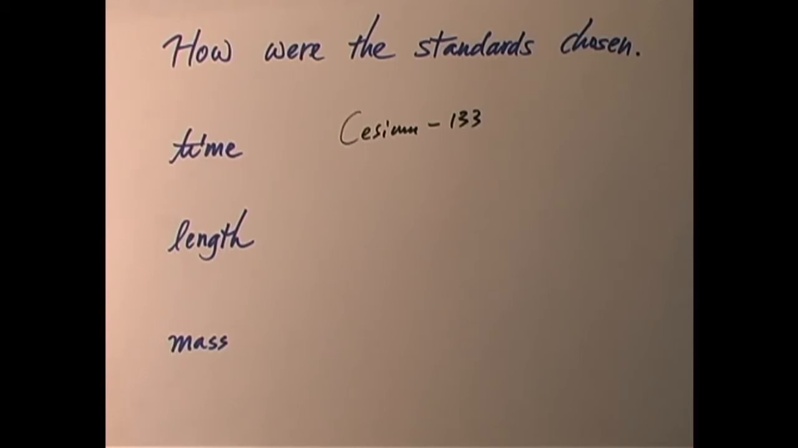It's 9,192,631,770 of a second. Actually, that's in your textbook. You don't have to remember these particular numbers, but just remember the definition of a second is now tied to the vibration of a certain spectral line from this particular atom called cesium-133.